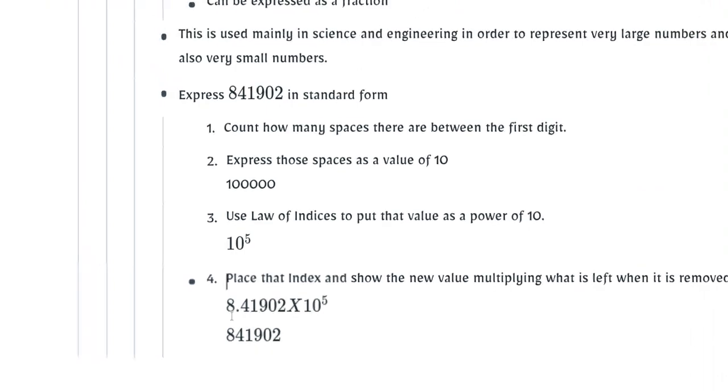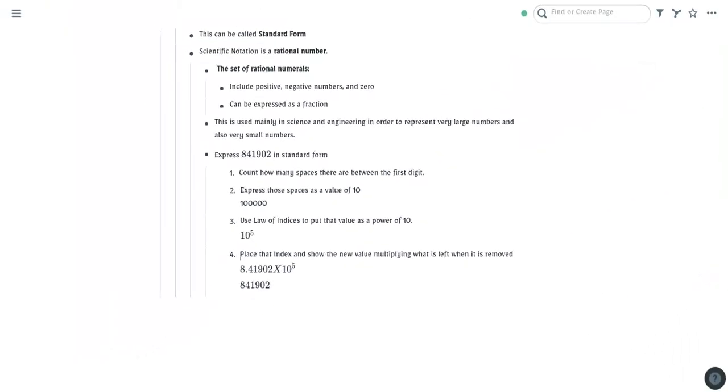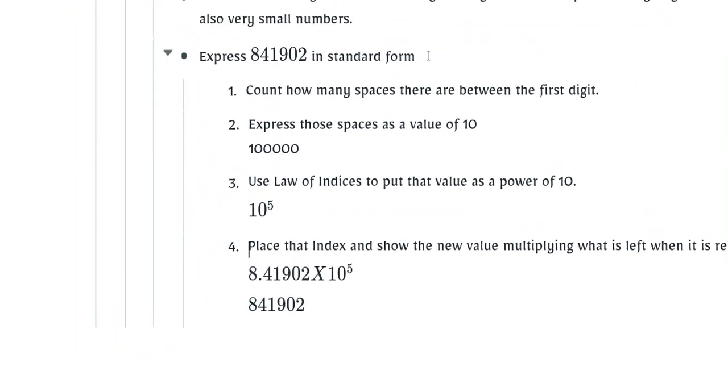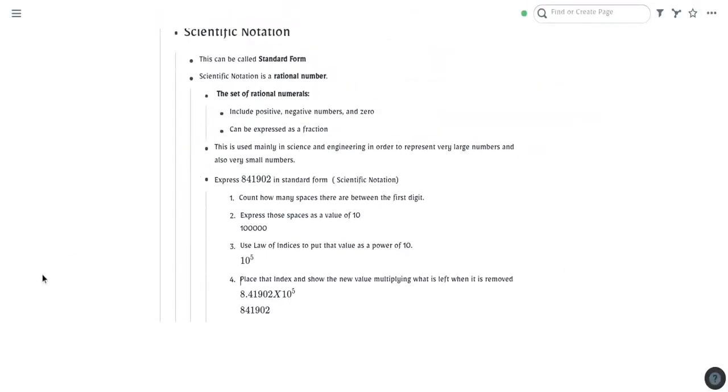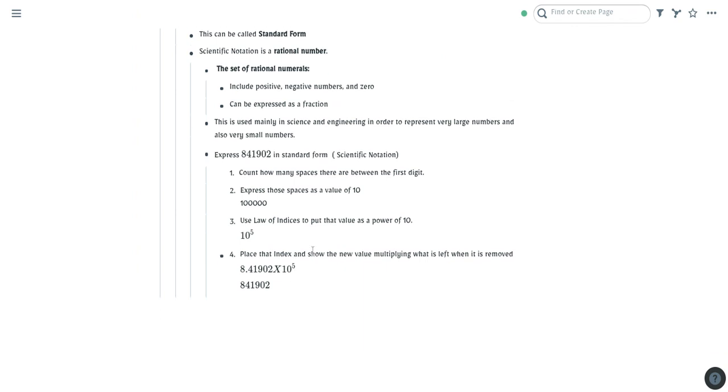Everybody understand? So this is how you successfully express a standard form, or a scientific notation. There we go. Write that down for me. So there's 4 steps. You count how many spaces there are between the first digit and the rest of the values.